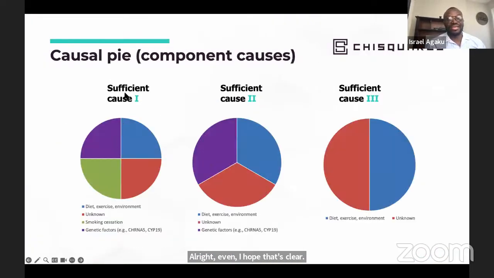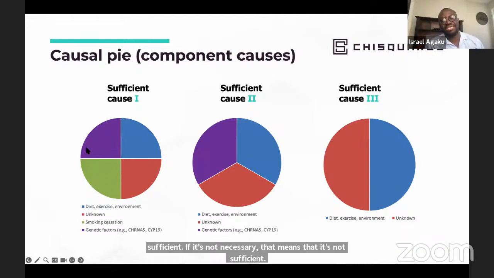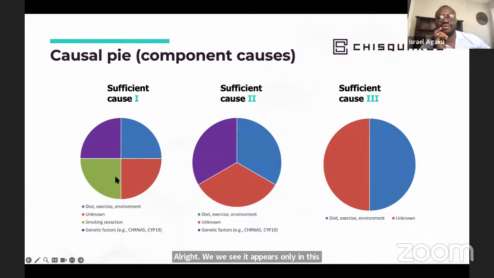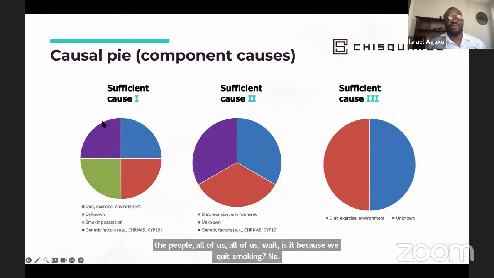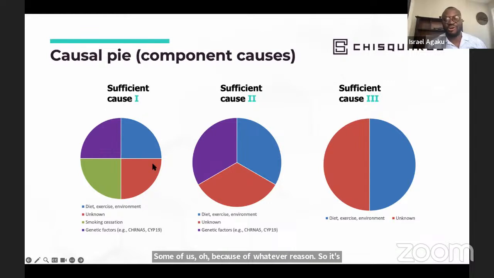So this is sufficient cause 1, sufficient cause 2, sufficient cause 3. Smoking cessation is not necessary and it's definitely not sufficient. Because we see it appears only in this first set of conditions. And think of it: all of us who are overweight, is it because we quit smoking? No. Some of us are overweight because of other reasons. So it's possible that quitting smoking may be part of a sufficient cause in a particular model, but not necessarily in others. So in this case, smoking cessation is definitely not necessary and it's definitely not sufficient.